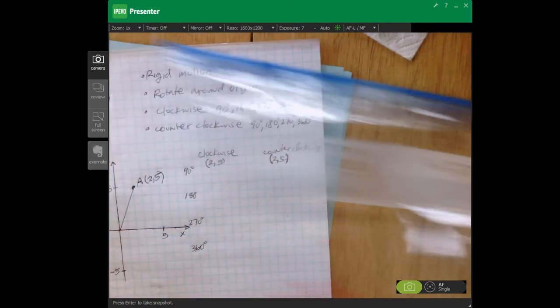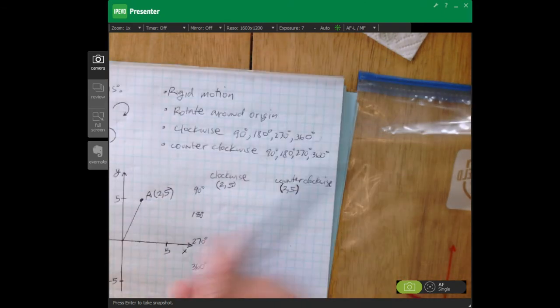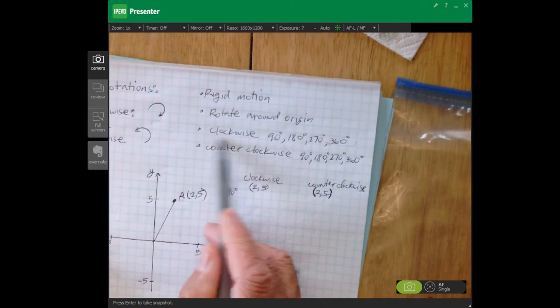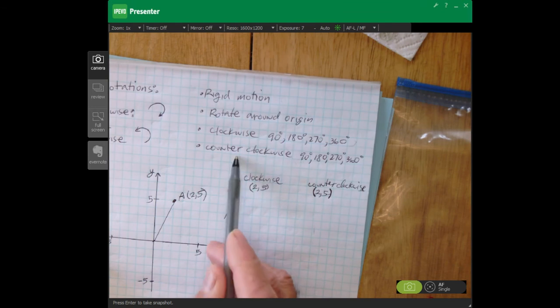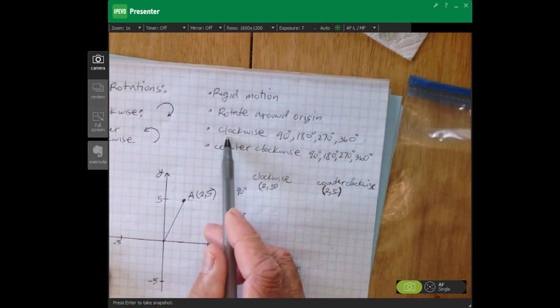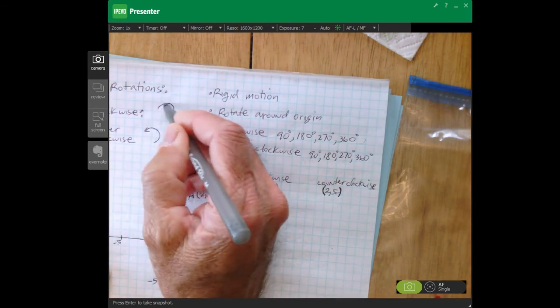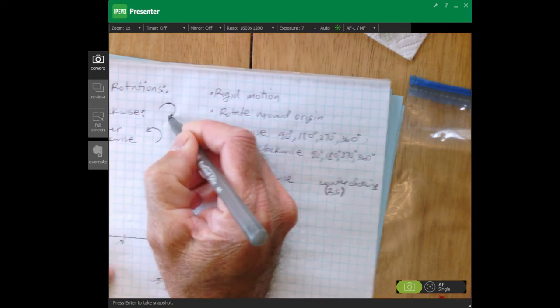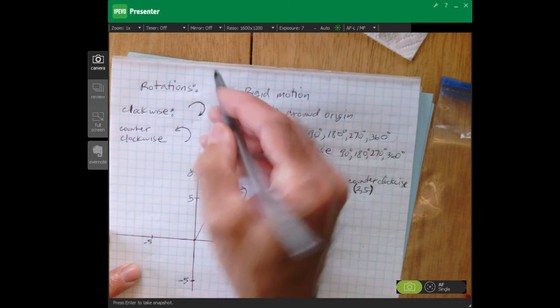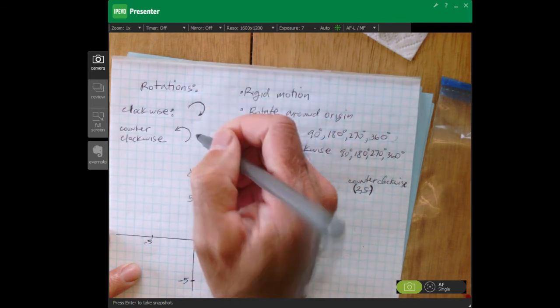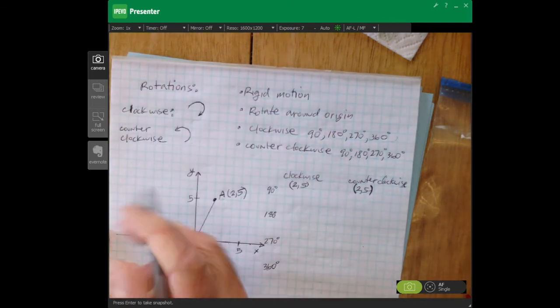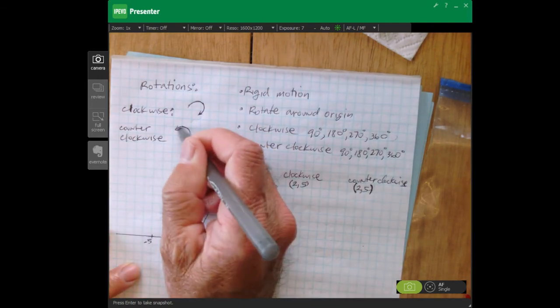Now, how do we determine the directions, the names? Well, we've got two different names: clockwise and counterclockwise. Counter means against. So against clockwise, that's this. Clockwise is going around to the right, just the way a clock does. The hands of a clock move around to the right. Counterclockwise is the opposite direction.